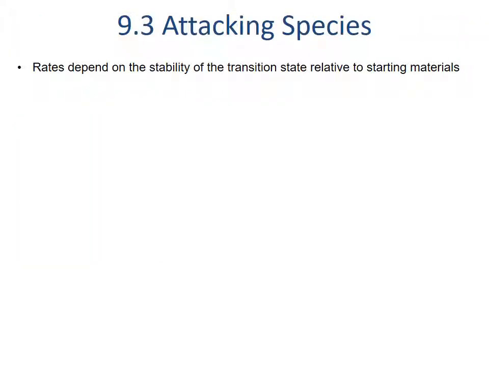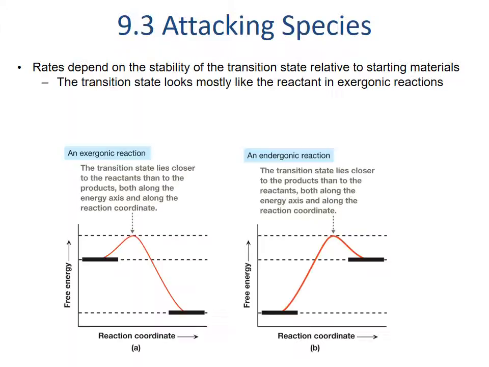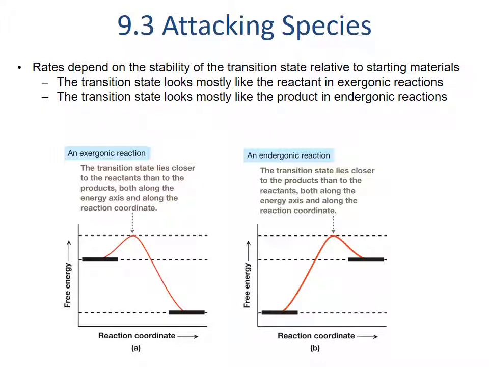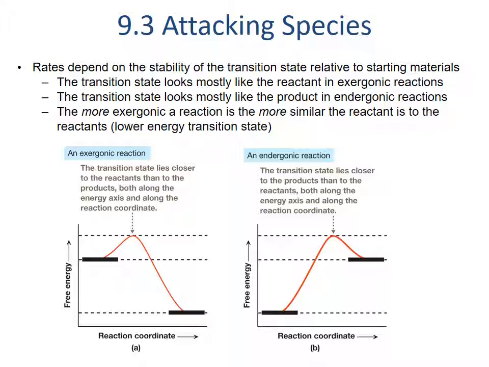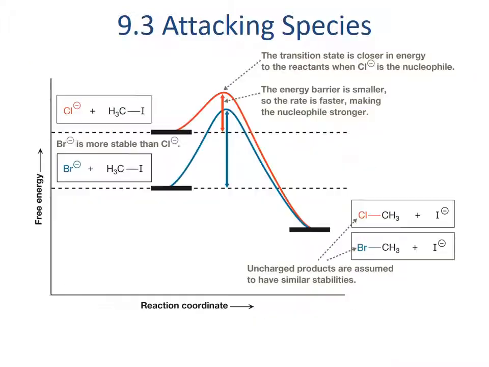Remember though that we aren't looking at the shape to tell what product has more stability. Because we're under kinetic control, we want to know what the transition state looks like instead. The transition state will look mostly like the reactant in exergonic reactions because it's closest to the reactant. It will look mostly like the product in an endergonic reaction, and the more exergonic a reaction is, the more similar the transition state is to the reactants. So if we compare two nucleophiles, then we know that for an exergonic reaction, we care mostly about the relative stability of the reactants, since the transition state looks most like the reactants.